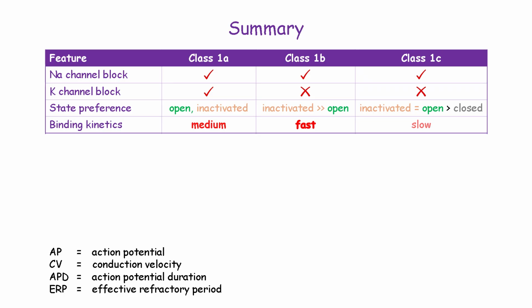The binding kinetics also vary. Class 1B drugs bind and unbind rapidly. Class 1A drugs have intermediate kinetics, and Class 1C drugs bind and unbind slowly.